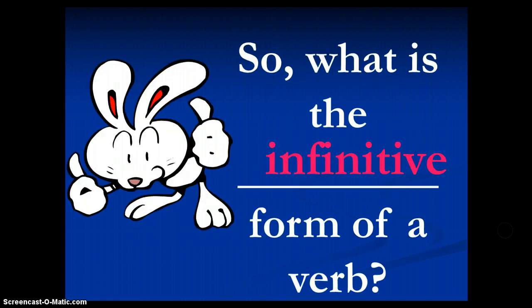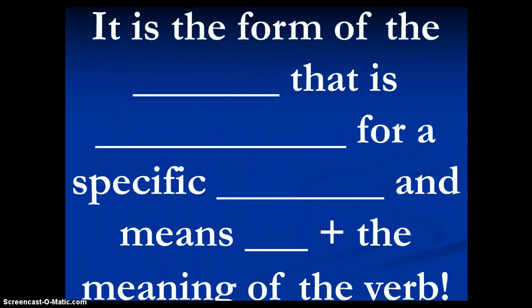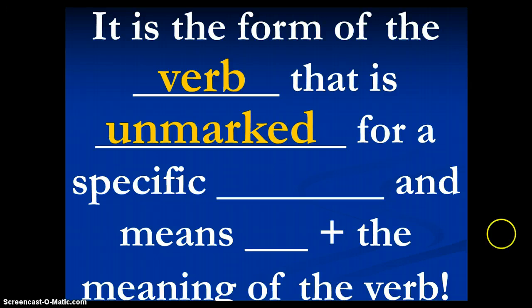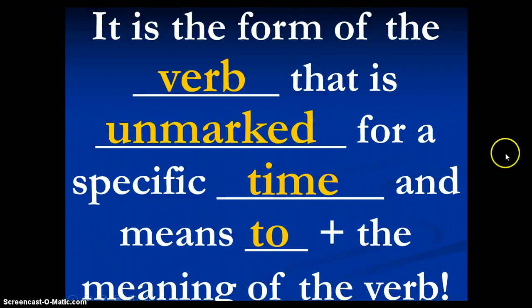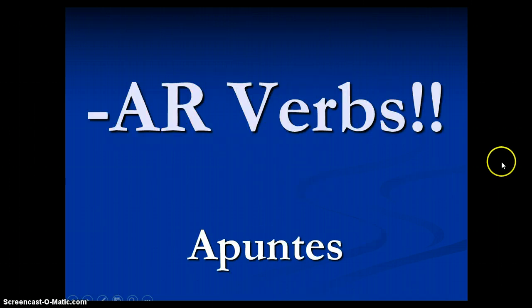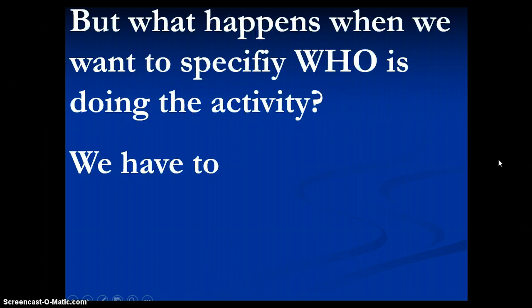So what is the infinitive form of the verb, you may ask? Well, it's the form of the verb that is unmarked for a specific time and person. It means "to" plus the meaning of the verb. Because if I say "to rest" and I ask who's resting, you can't answer the question because we don't know. We don't know when they rest. Are they resting? Did they rest? Have they just rested? We don't know when it's happening or who is doing it, because "to rest" is just talking about the activity.